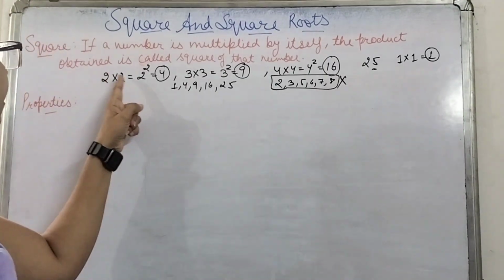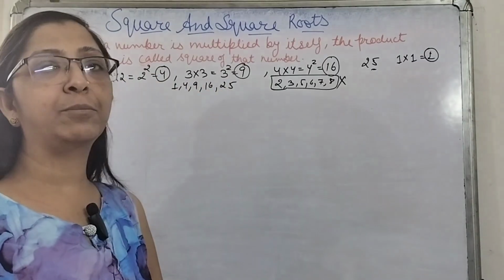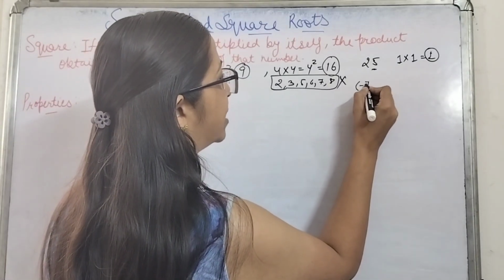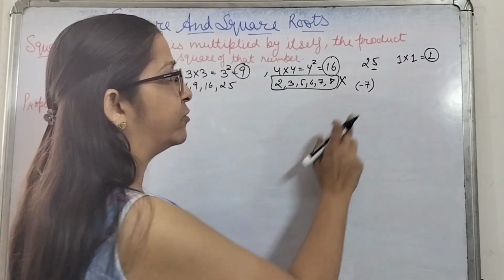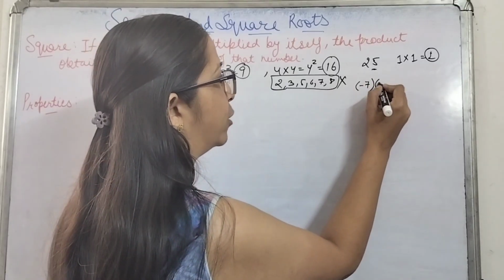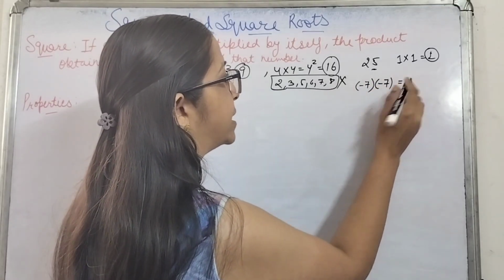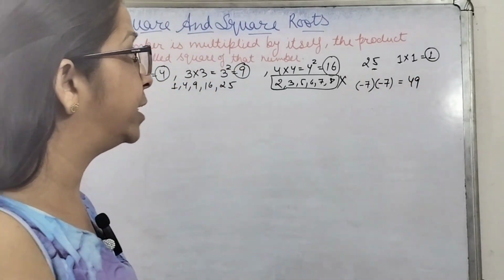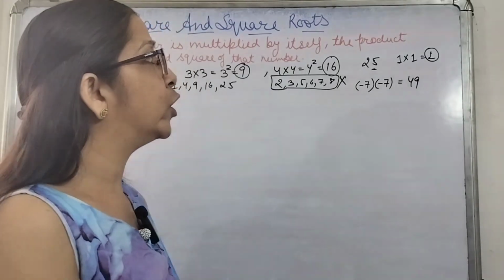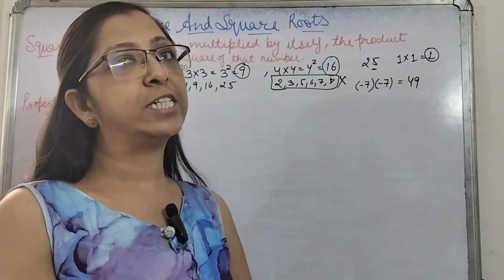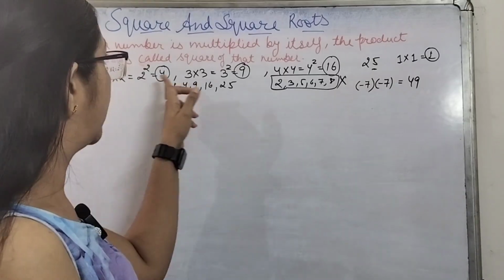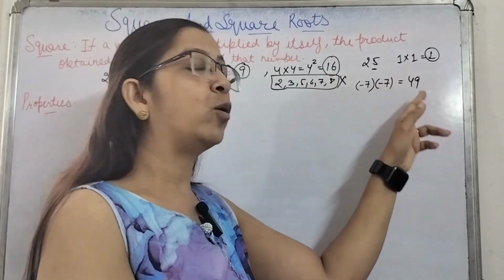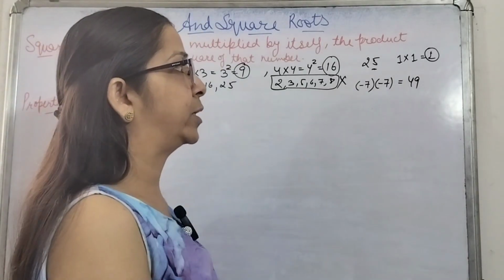If the number is positive, the square will also be positive. But if the number is negative, suppose the number is minus 7, then the square of minus 7 is obtained by multiplying minus 7 by minus 7. So the square of minus 7 is 49, because minus multiplied by minus is plus. So whether the number is positive or negative, the square will always be positive.